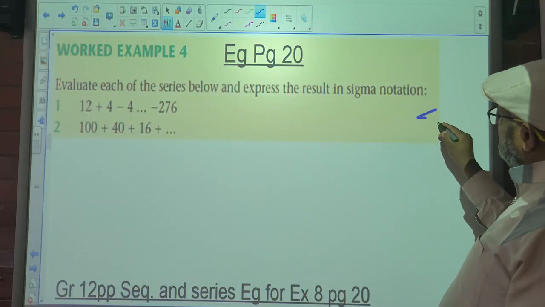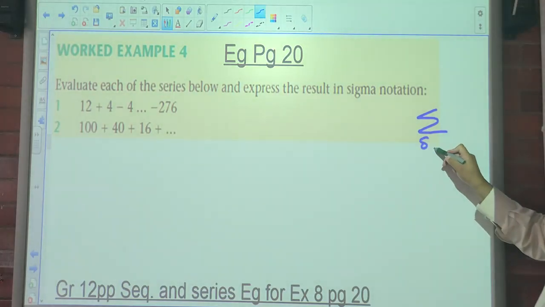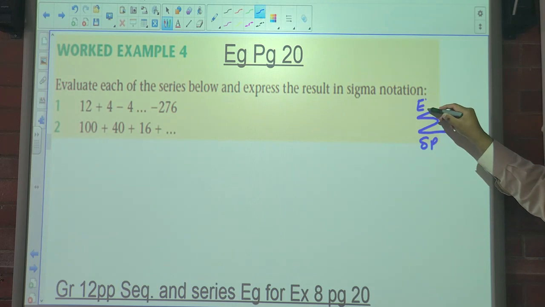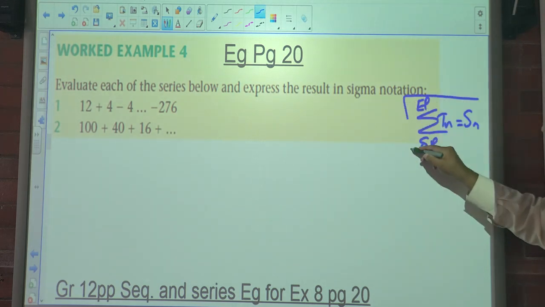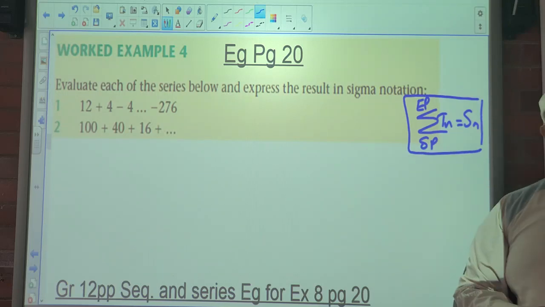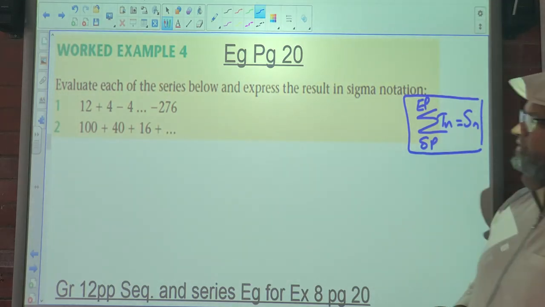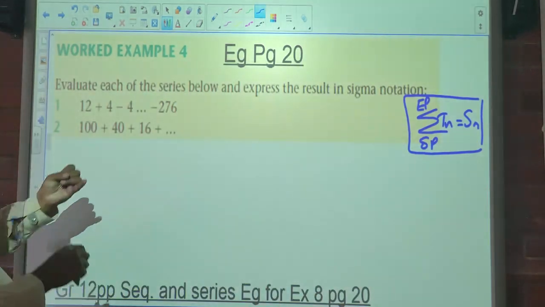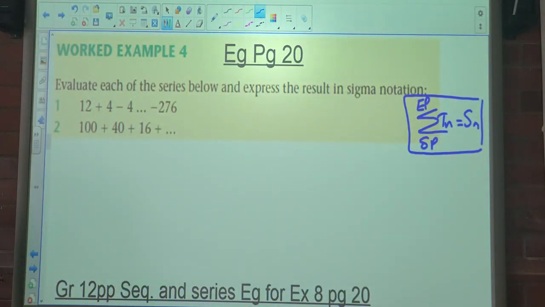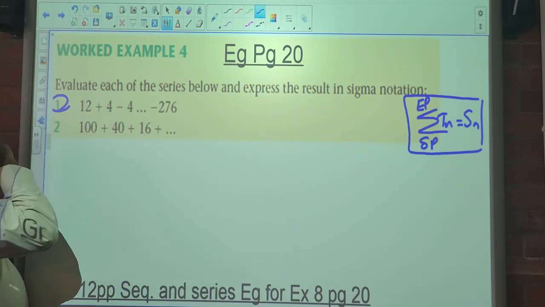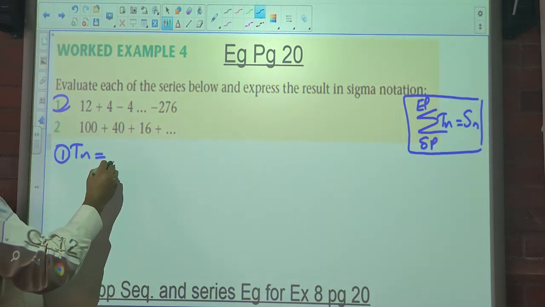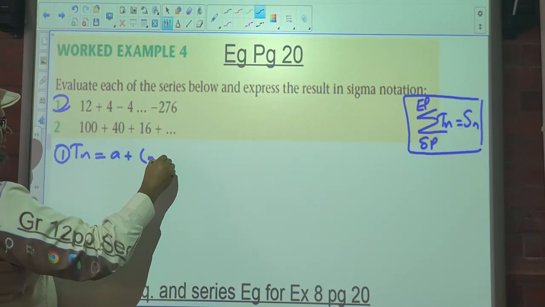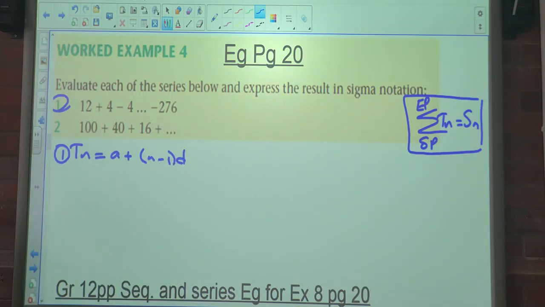Sigma: this is your starting point, ending point, general term is equal to sum of terms. So that's the format they want you to write it in. First I need to calculate my general term. Looking at number 1, the general term would be Tn is equal to a plus n minus 1 d. What's my a value?